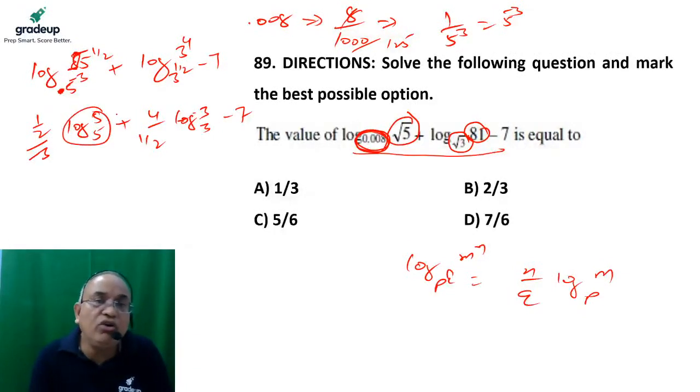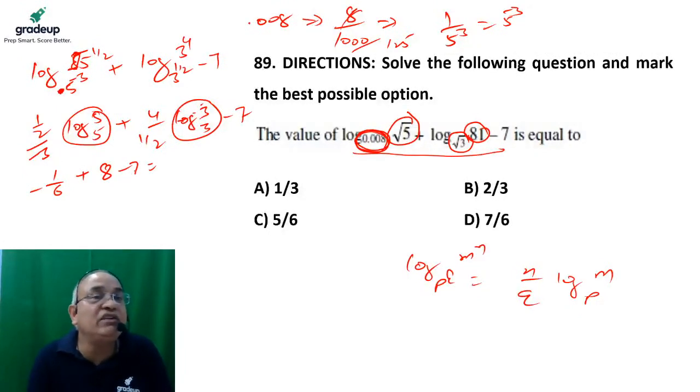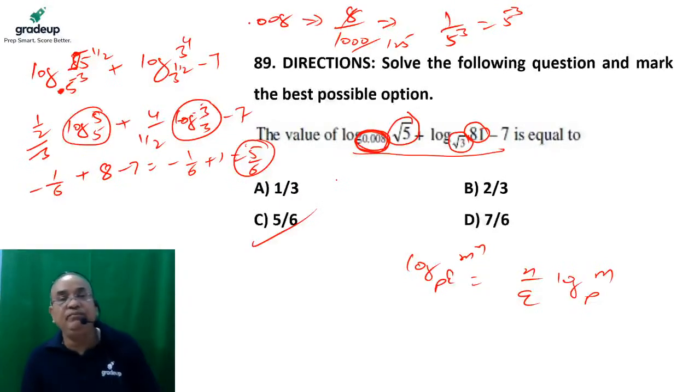So this value is equal to 1. This value is equal to 1. So this value will get converted into minus 1 by 6. This value is nothing but 8 minus 7. This 8 minus 7 is nothing but 1. So minus 1 by 6 plus 1, which is nothing but 5 by 6. So the correct answer is C.